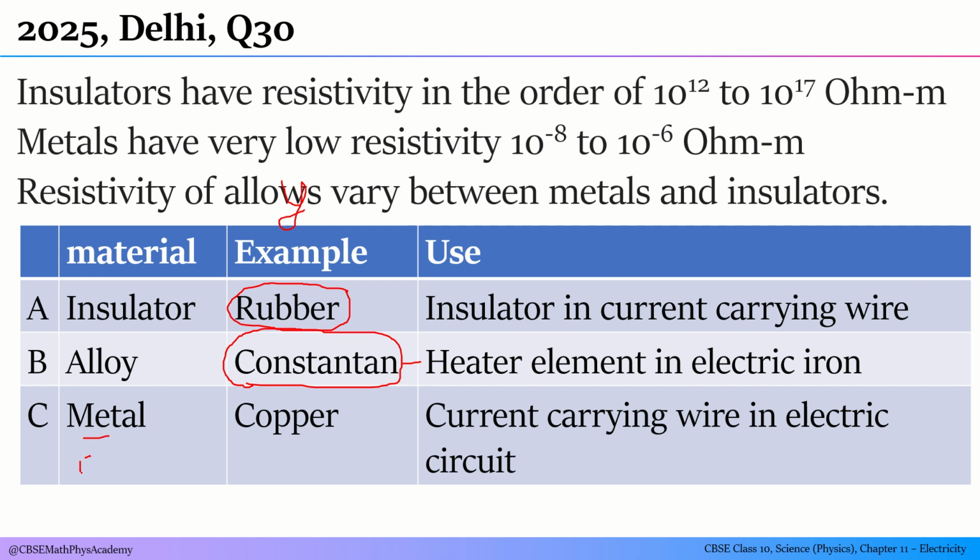C is metal or conductors. Example is copper. They are used in current carrying wire in an electrical circuit.